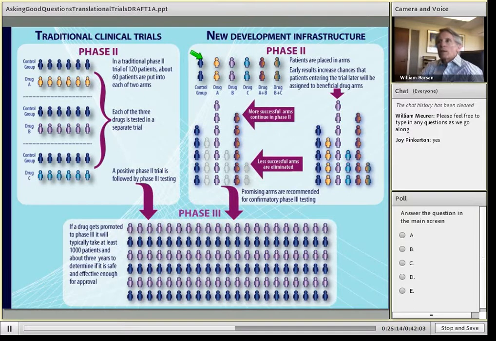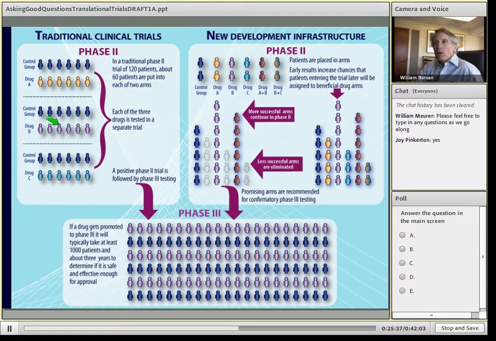And I'll see if I can get this thing to work. So this would be a traditional trial here. This is the example: drug A, drug B, drug C. What we're doing in phase 2 is looking at a control group and a drug A group, and we're seeing whether they work. And if that looks like it works, then we try to do a phase 3 on drug A, do the same thing with drug B, and the same thing with drug C.